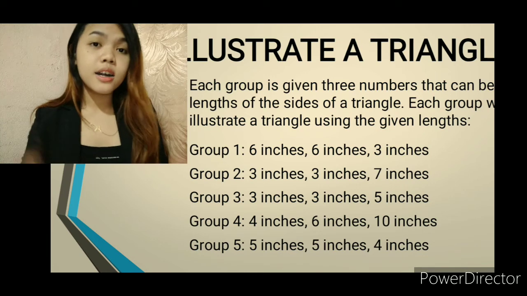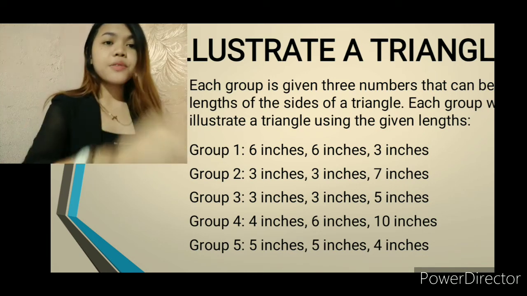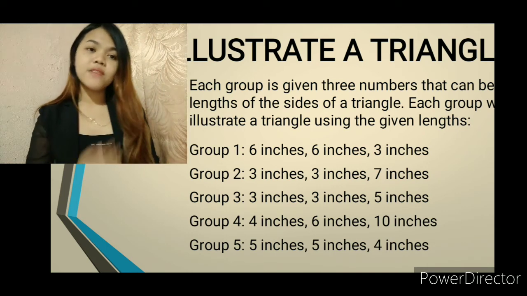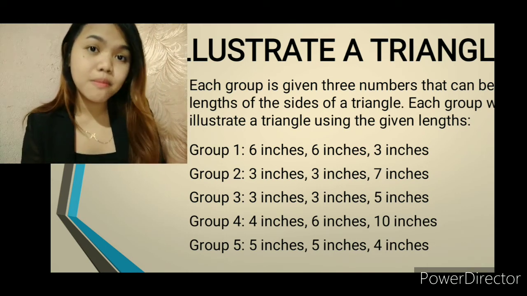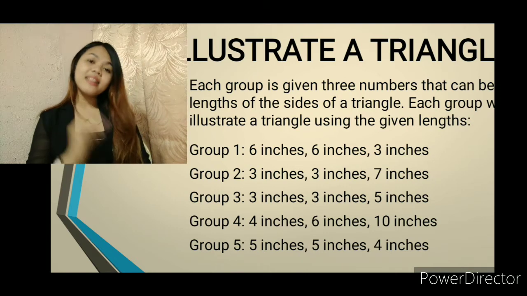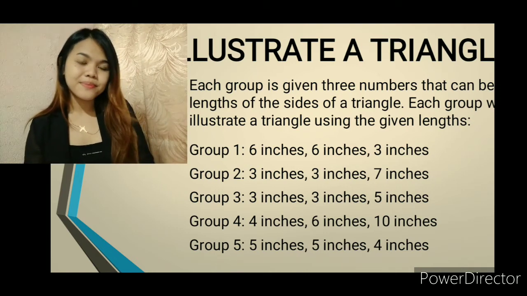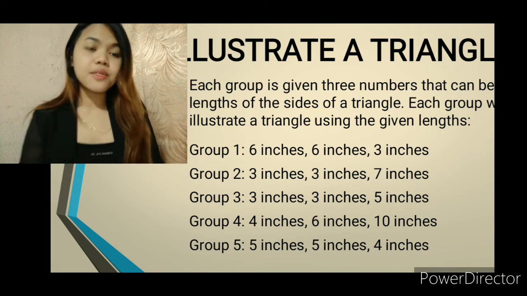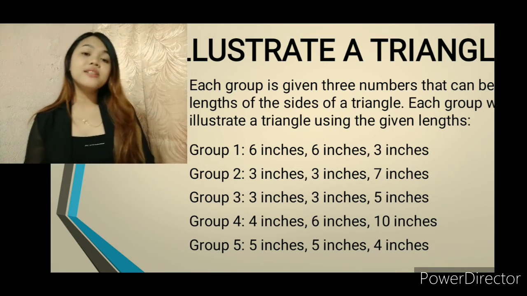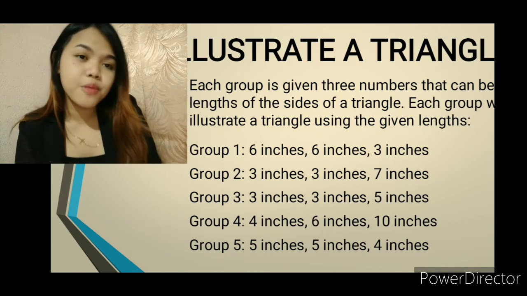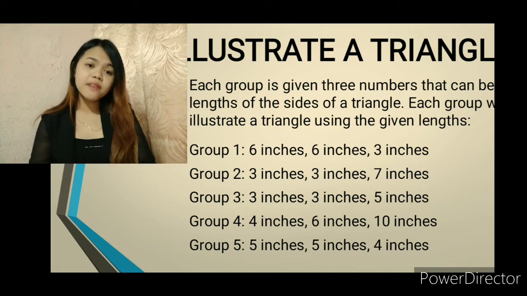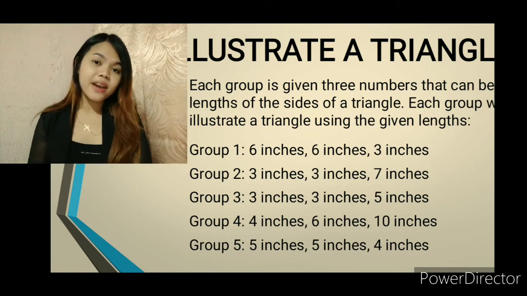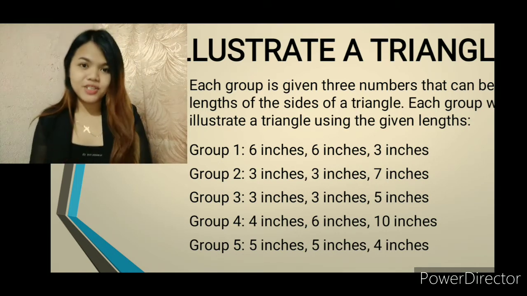So take note, class. 3 numbers that can be the lengths of the sides of a triangle. That means it cannot also be. Okay, so for group 1, you have 6 inches, 6 inches, and 3 inches. Group 2, 3 inches, 3 inches, 7 inches. Group 3, you have 3, 3, 5. Group 4, 4, 6, 10. Group 5, 5, 5, and 4 inches.